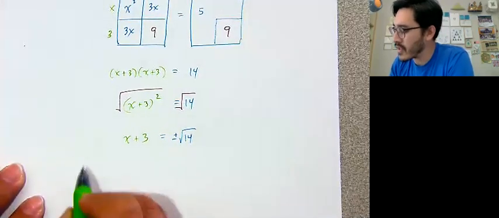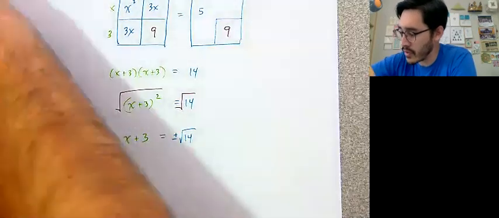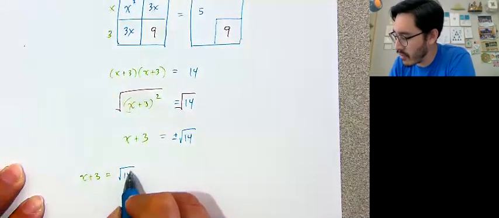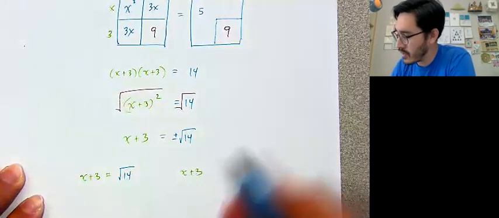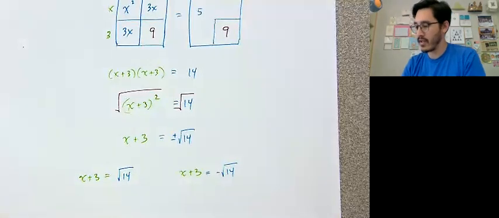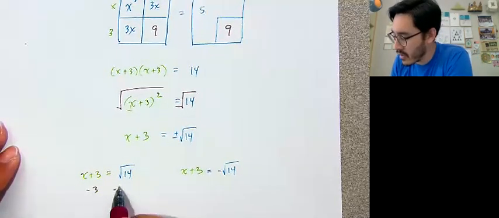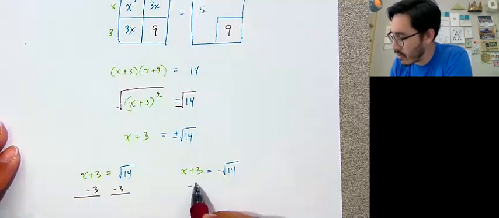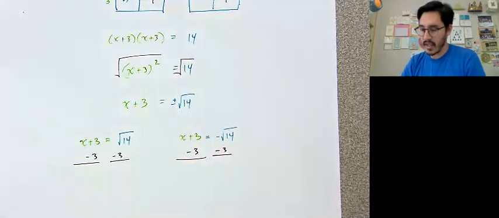So now we'll write this as 2 separate equations. x plus 3 is equal to the positive root of 14, and x plus 3 is equal to the negative root of 14. And then we'll solve by subtracting 3 from both sides, just like that.